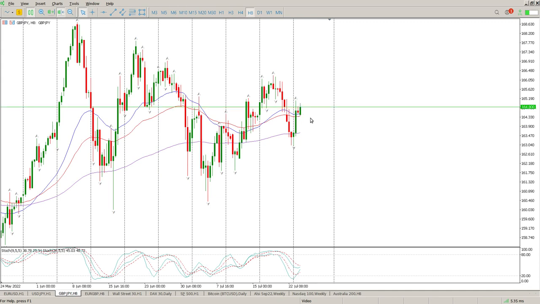Looking interesting here, could be a crossover brewing, and that crossover could be a continuation to the upside. I've just cleaned the screen. Could be a continuation to the upside, or alternatively, we're just waiting for data here, given this triangle formation.